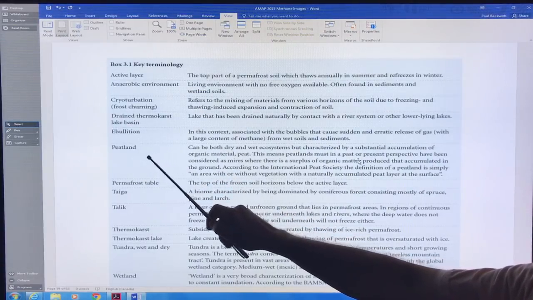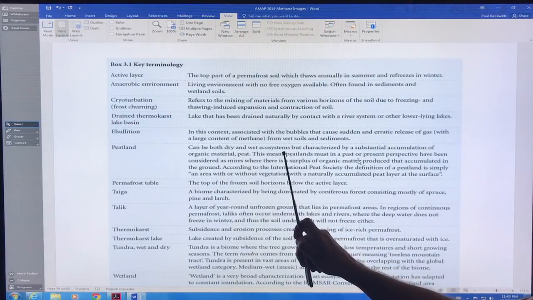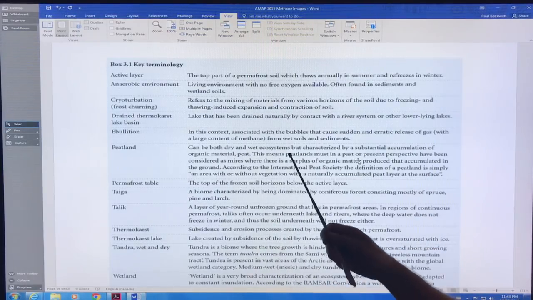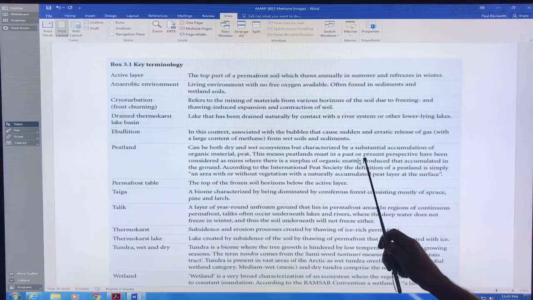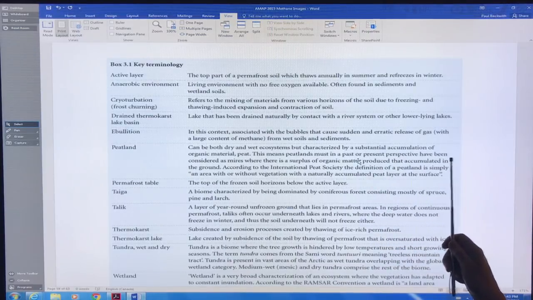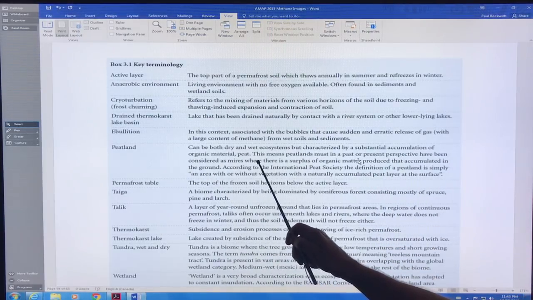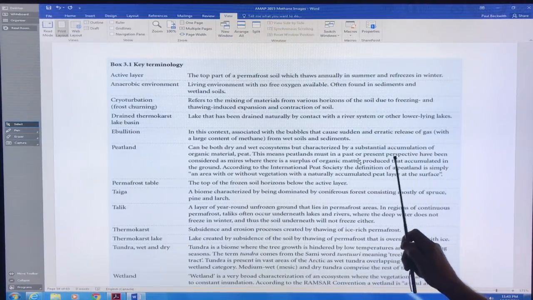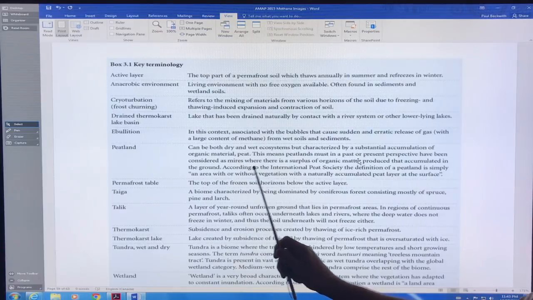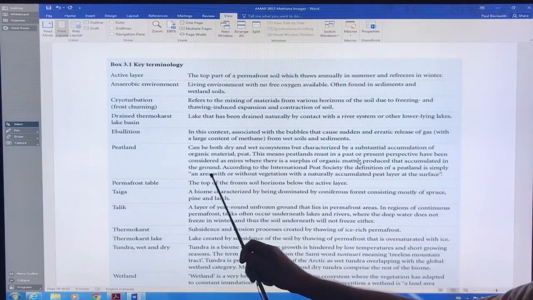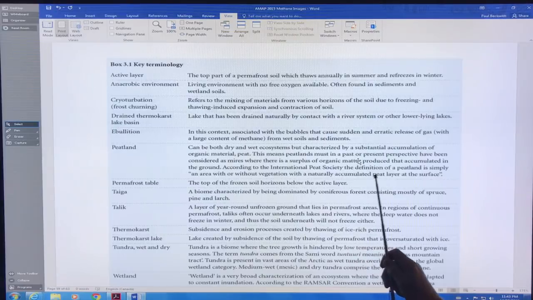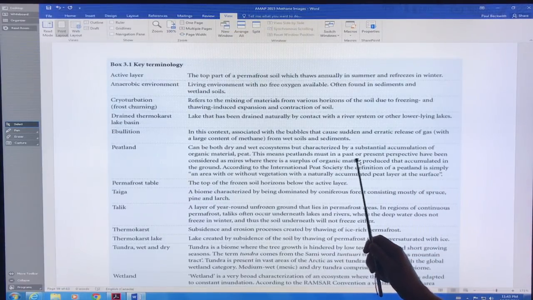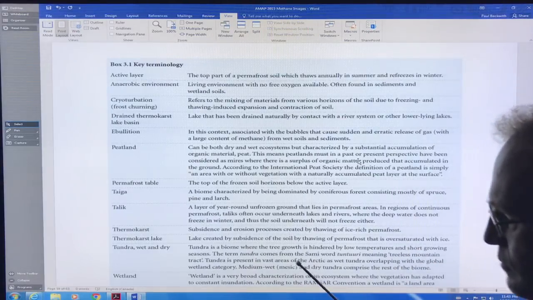Now peatlands, you can have dry and wet ecosystems. Organic material or peat, a large component. Peatlands must, in a past or present perspective, have been considered as mires, accumulating organic matter, a surplus of organic matter that accumulated in the ground. The definition of a peatland is an area with or without vegetation with a natural accumulated peat layer at the surface, according to the International Peat Society. You might want to join.